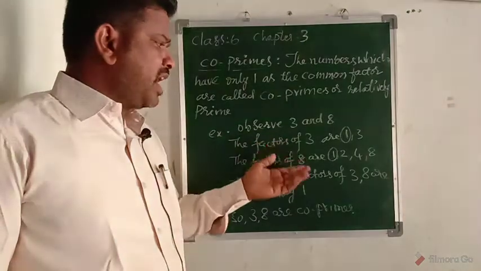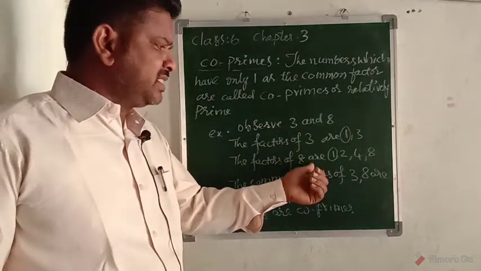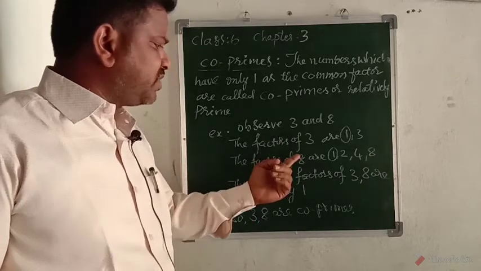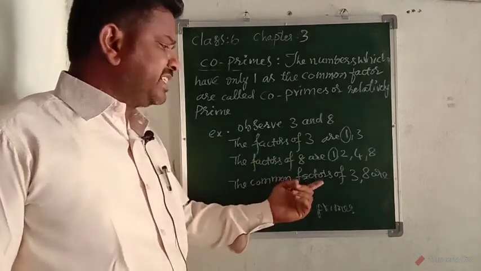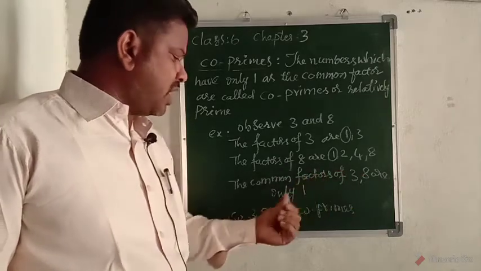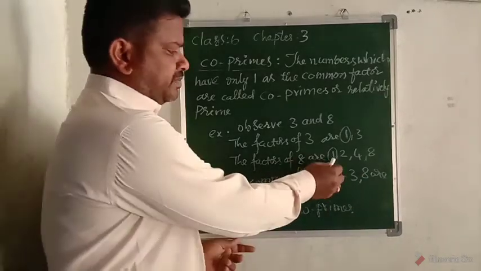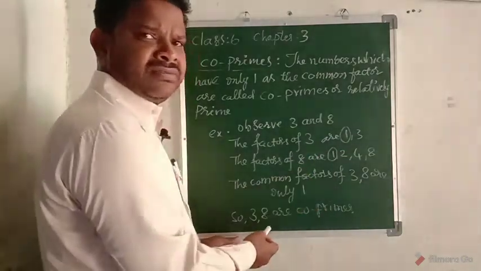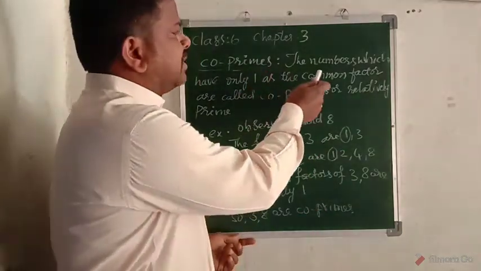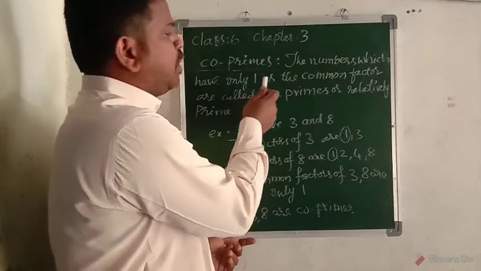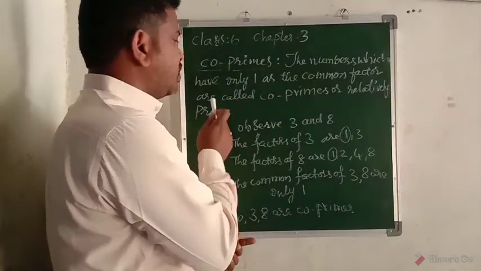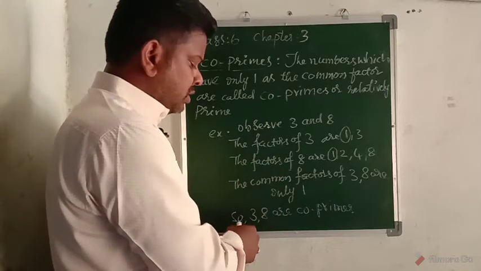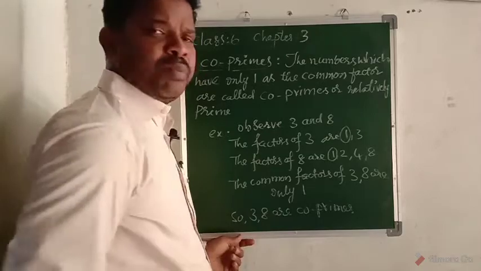So when we observe the factors of 3 and 8, the common factor of 3 and 8 is only 1. Except 1, there are no common factors for 3 and 8. As per the definition, the numbers which have only 1 as the common factor are called coprimes. Now the common factor is only 1, so 3 and 8 are coprimes.